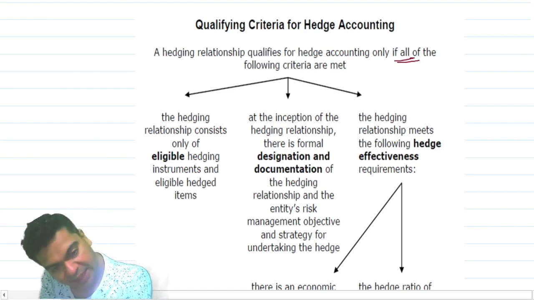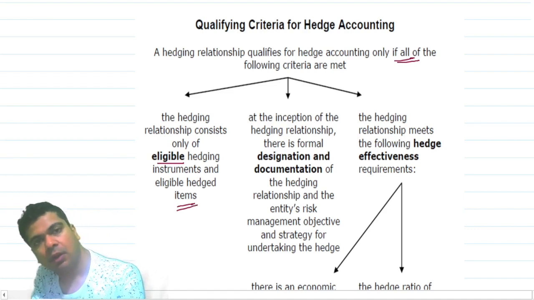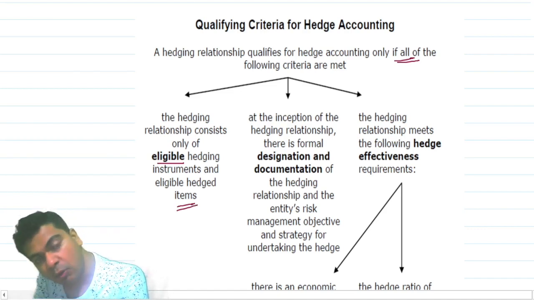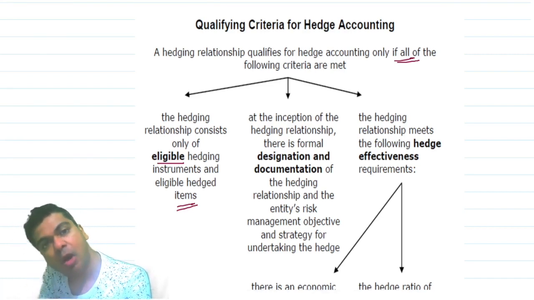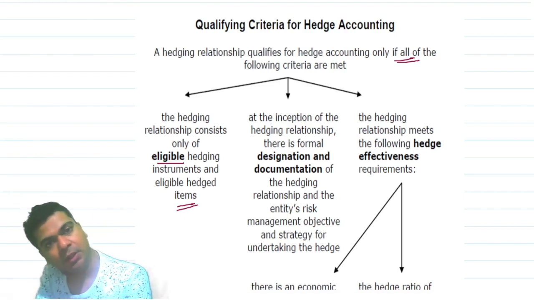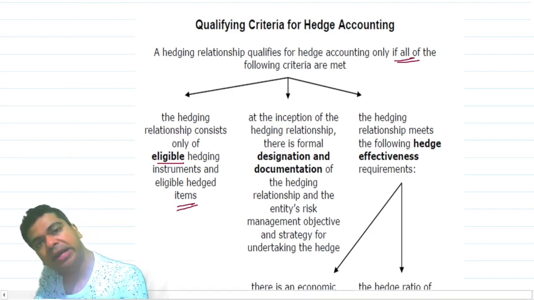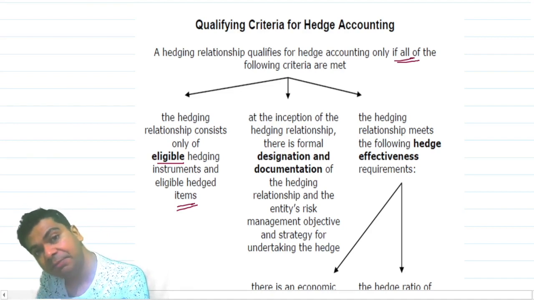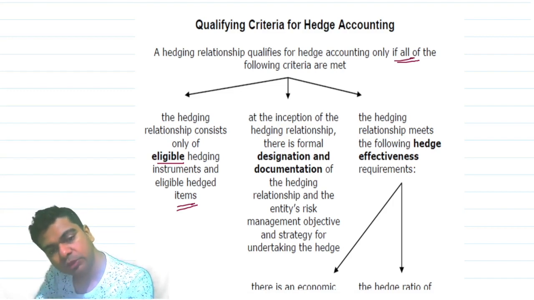Okay. The hedging relationship consists of eligible hedging instruments and eligible hedged items. We have already seen what the qualifying criteria for a hedged item are. What are the items that can become a hedged item? You have to now check: is it falling in those categories? Okay, the answer is yes. You cannot designate anything as a hedging instrument. Okay, a hedging instrument can be derivative products or non-derivative products which are classified as FVTPL. So are they eligible to become a hedging instrument? We are supposed to check that.